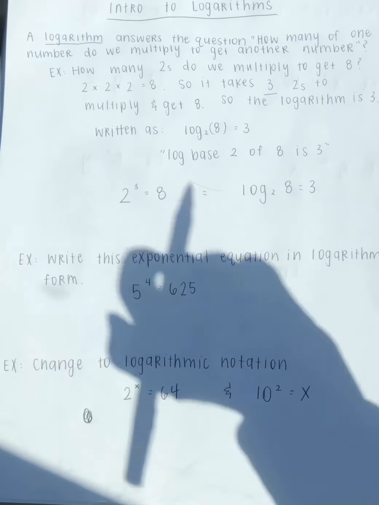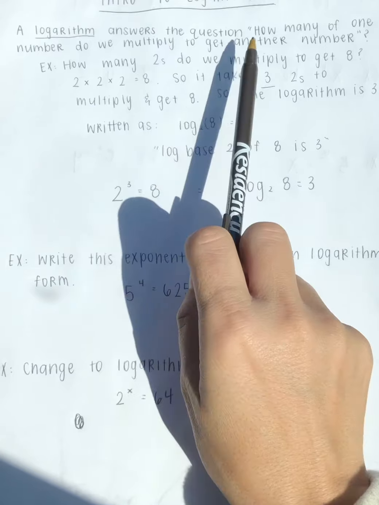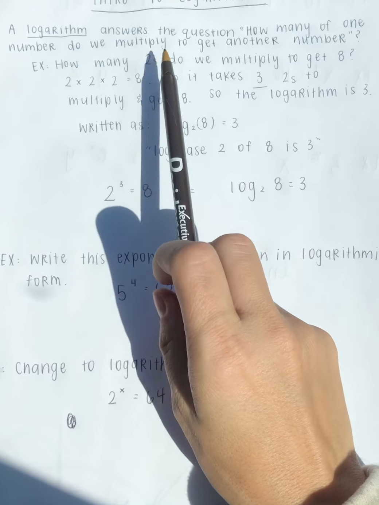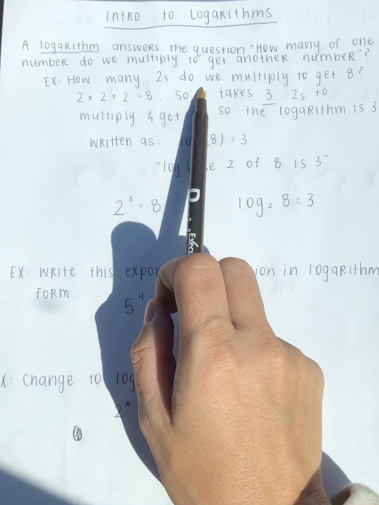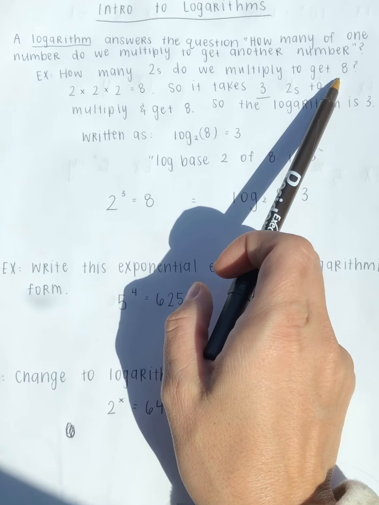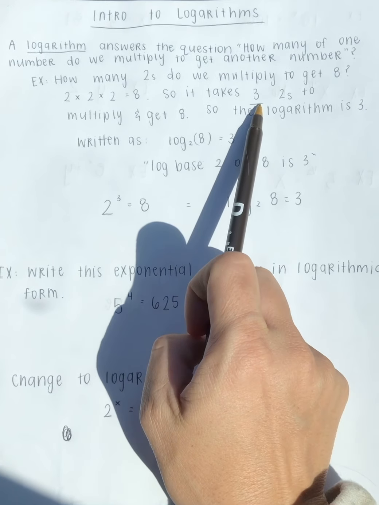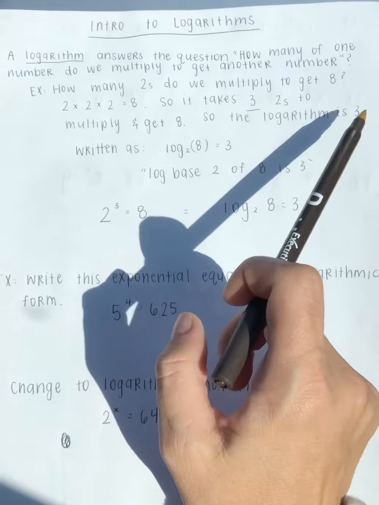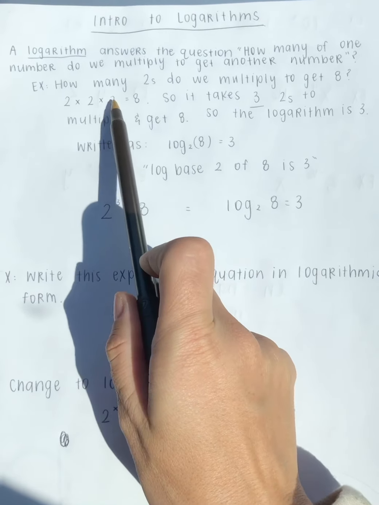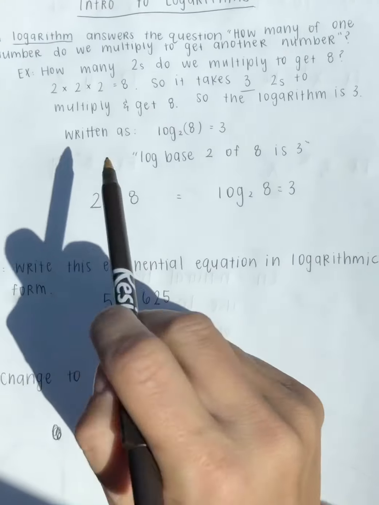Okay, today we are doing intro to logarithms. So a logarithm answers the question, how many of one number do we need to multiply to get another number? For example, how many 2's do we multiply to get 8? Well, 2 times 2 times 2 is 8, so it takes 3 2's to multiply to get 8. So the logarithm is 3, because we had to multiply 2 3 times to equal 8.